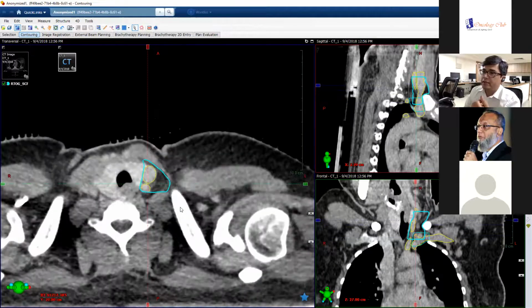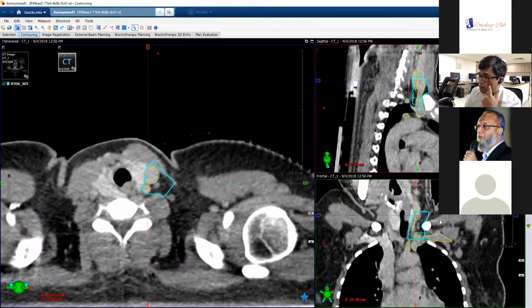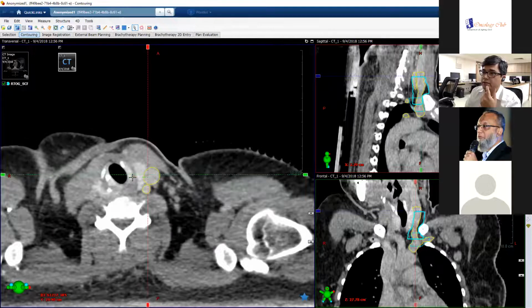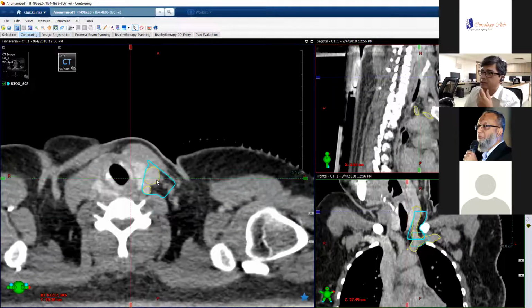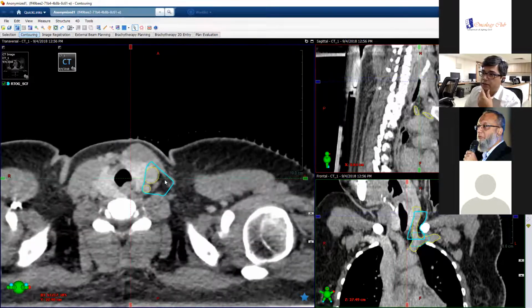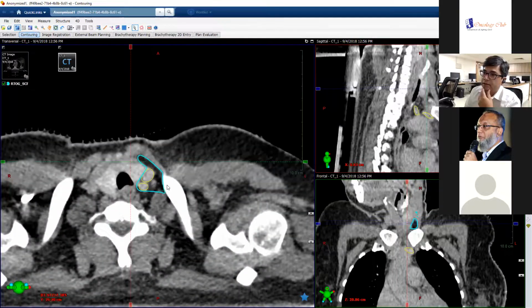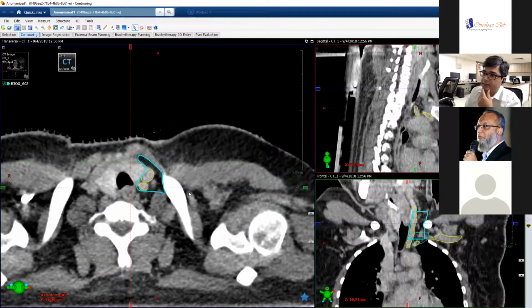So the RTOG guidelines are more generous. As you can see, the cranial edge is at the bottom of the cricoid cartilage, which is somewhere around here. And we start contouring, and you include the vein, you include the artery, and you continue contouring laterally up to the sternocleidomastoid muscle's lateral edge, and continue contouring till you reach the clavicle.